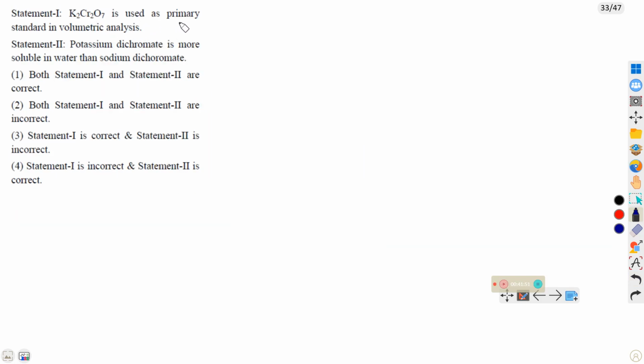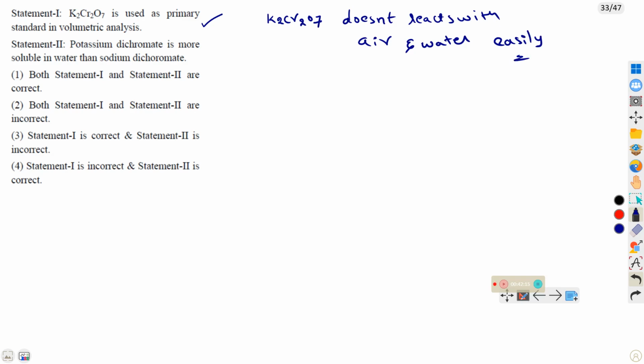K2Cr2O7 is used as a primary standard in volumetric analysis. Correct. Why? K2Cr2O7 does not react with air and water easily. Statement 2. Potassium dichromate is more soluble in water than sodium dichromate. Wrong. Statement 1 correct. Statement 2 incorrect.